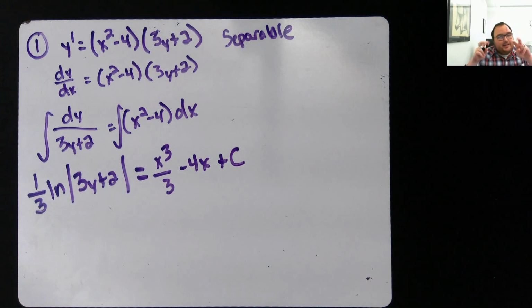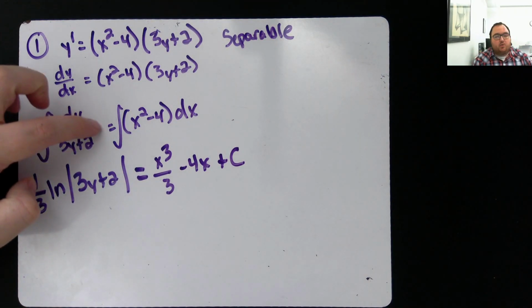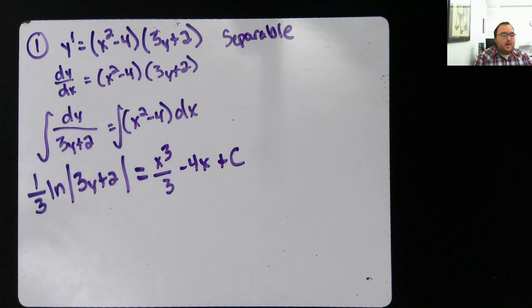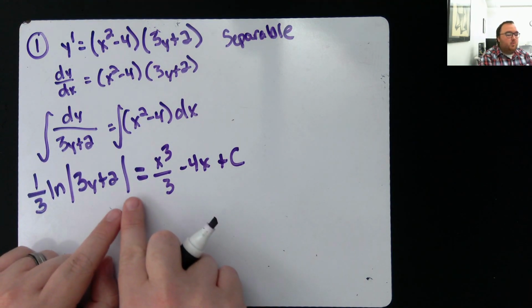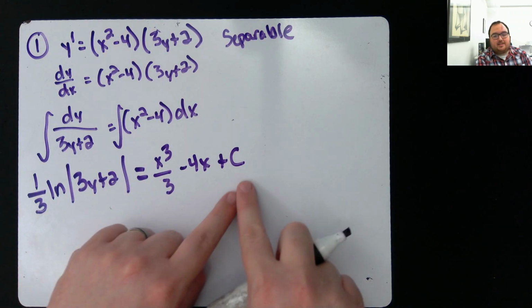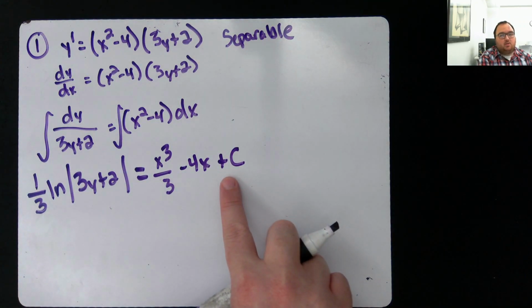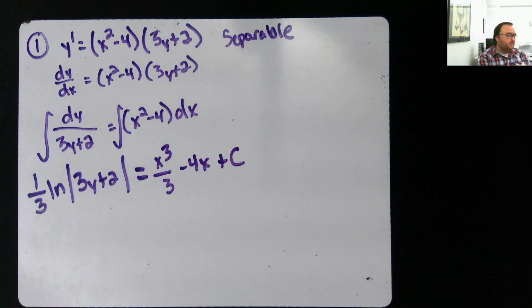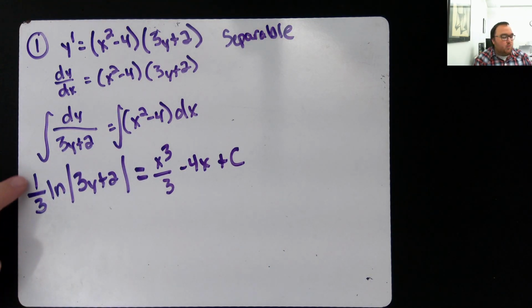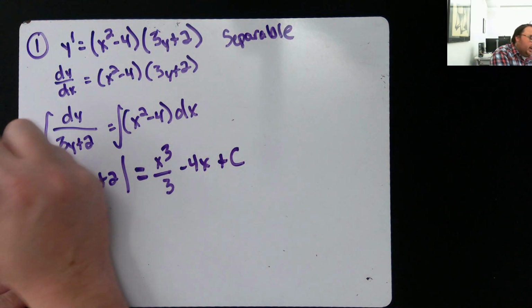Now, technically speaking, I should have put plus c over here too on this side. But if I have a constant over here and a constant over here, I could move that constant to the right side, which would still just make it a plus c. So you could just put plus c over here. So now I want to solve this for the y. I have 1/3 out here, so I'll multiply both sides by 3.